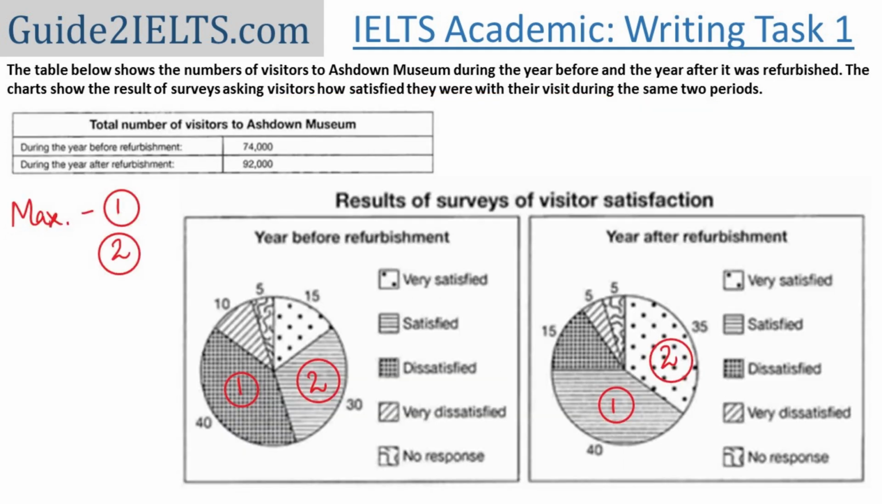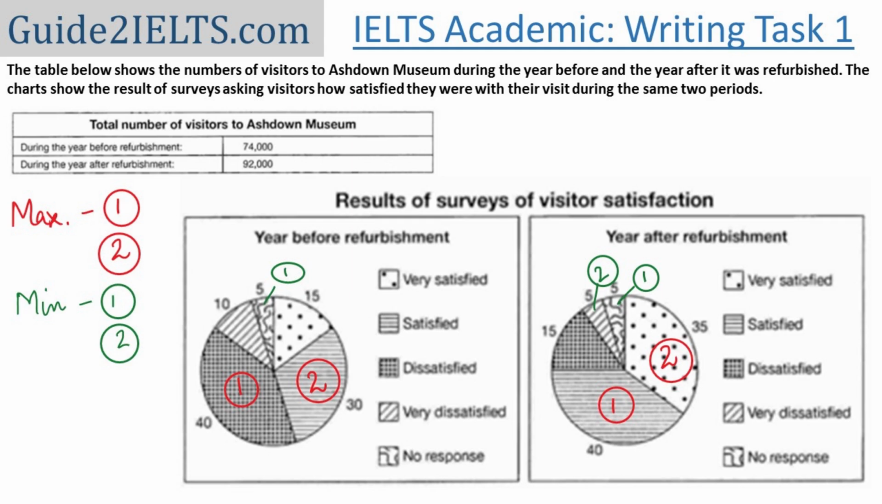Now we move on to the pie charts. In the pie charts, the first thing I look for is the maximum. The highest in the first one is dissatisfied at 40, followed by satisfied at 30. This has changed in the second one with satisfied taking over as the highest at 40, followed by the very satisfied category at 35. Then I look for the minimum. In the first one, it is no response at 5, and it's the same in the second too. But in the second, there's another category which is at the same point, which is a very dissatisfied category. The category which is the highest in the first one is the second lowest in the second one.